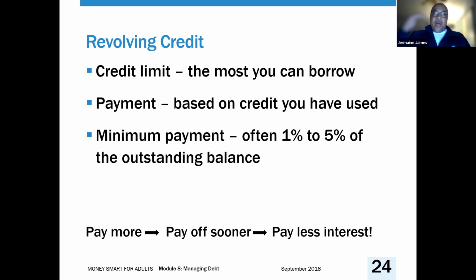So you can borrow up to the credit limit, right? The limit is often based on your credit scores. The payment is based on the amount of the credit limit you've used. And of course, you're billed a monthly minimum, which is anywhere from 1 to 5%. So it's really important to remember that the sooner you pay that off, the less interest you will pay on a revolving credit balance.